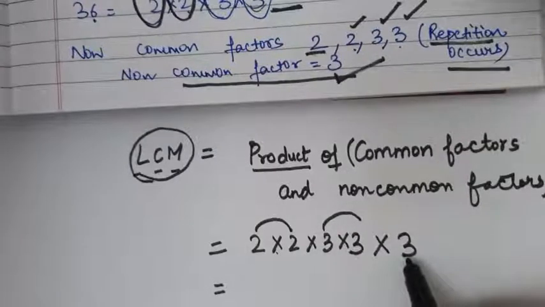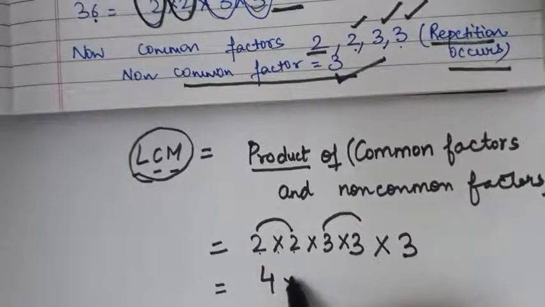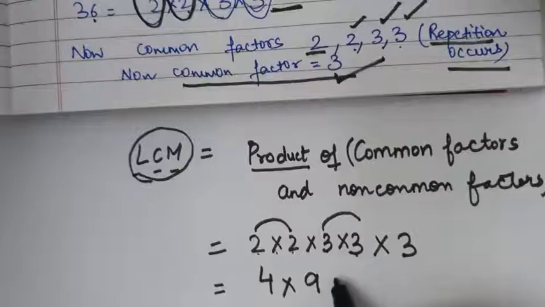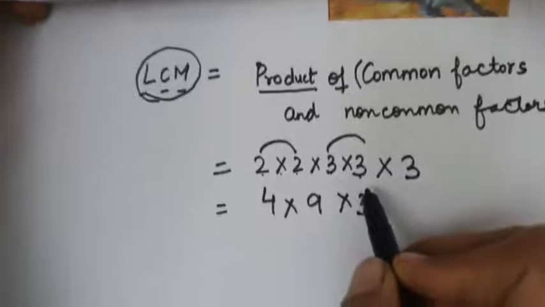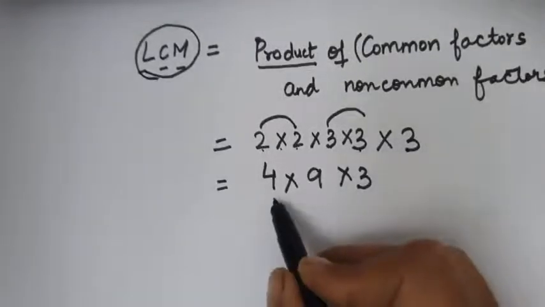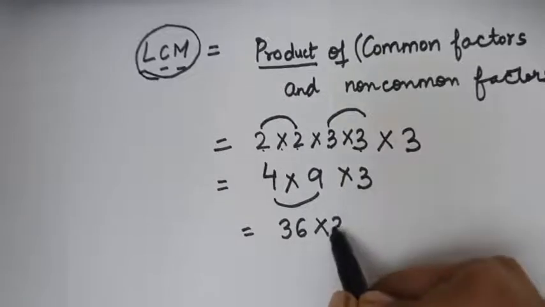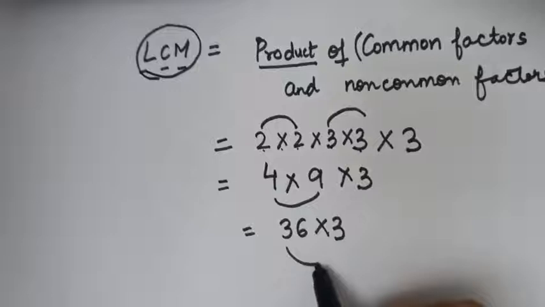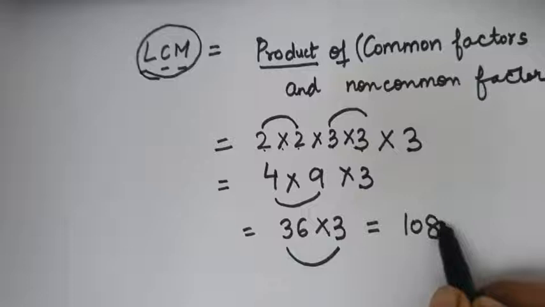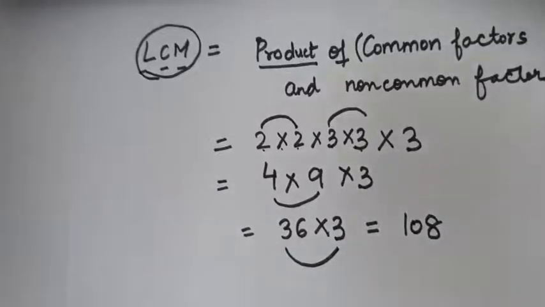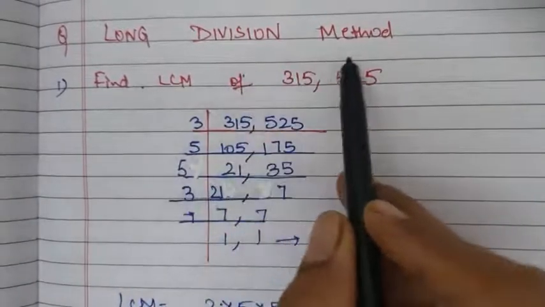This is left as such, so leave it as such. 2 into 2, 4. 3 into 3, 9, into 3. Again do the pairing. 4 into 9, 36, into 3 as such. Now you are left with the two numbers only. So you will get the answer, that is 108. Now let us discuss the long division method.